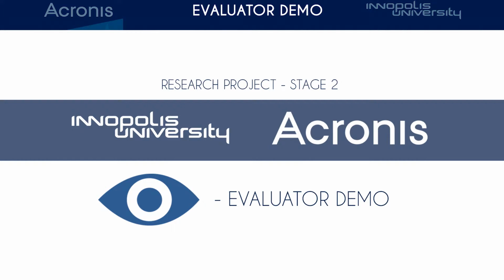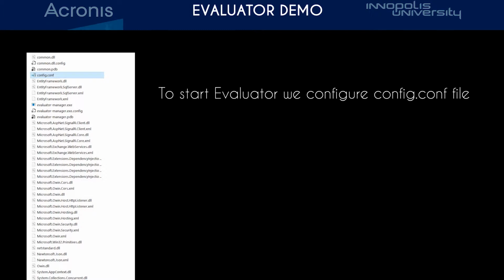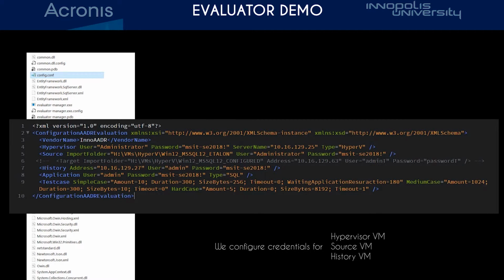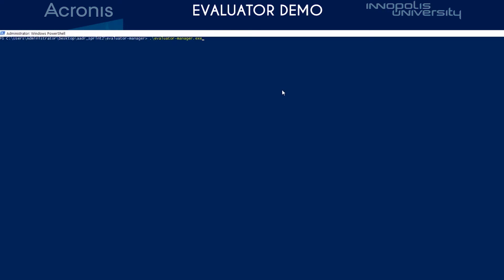Now let's perform this. First, we need to write the configuration file. Here we are going to use Hyper-V as a hypervisor, credentials of the source machine, and a database for history. Finally, we define tests. We need to perform them for at least 15 minutes to test incremental backup.